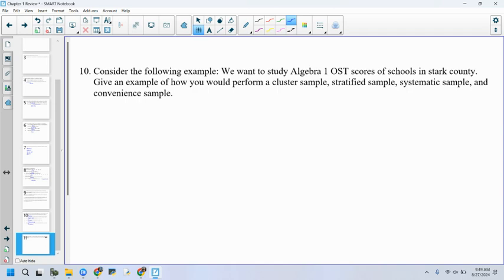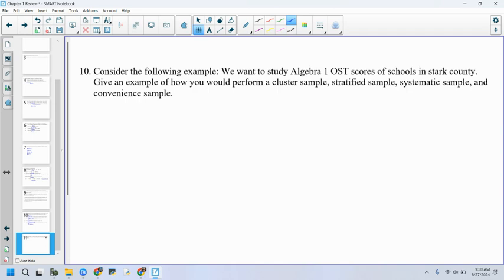Okay, a stratified sample. That is if I had said, okay, I'm going to divide them up by school, and I am going to take a random selection of 20 students from Lake, 20 students from North Canton, 20 students from Jackson, 20 students from Glen Oak, and use their OST score. That is a stratified sample, guaranteeing diversity, right? Guaranteeing that you get somebody from every school, right?